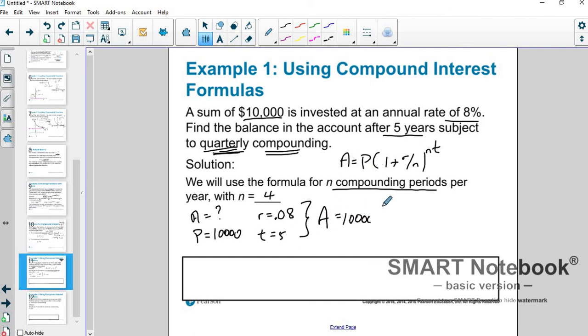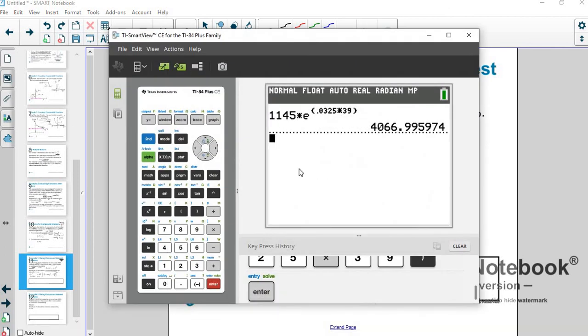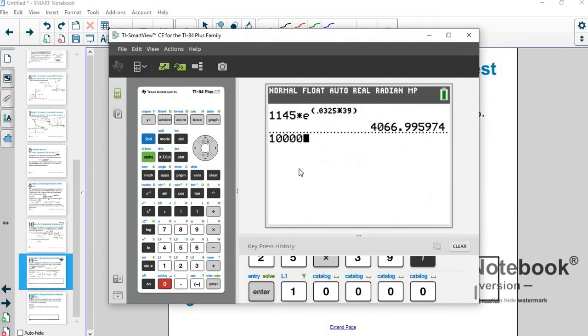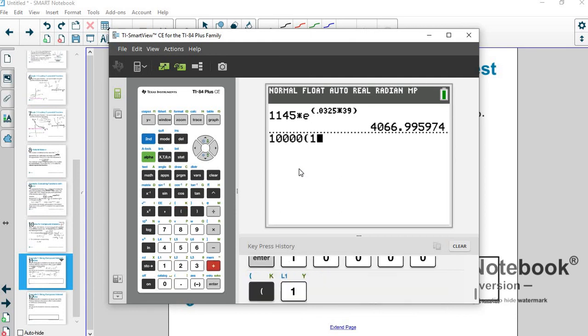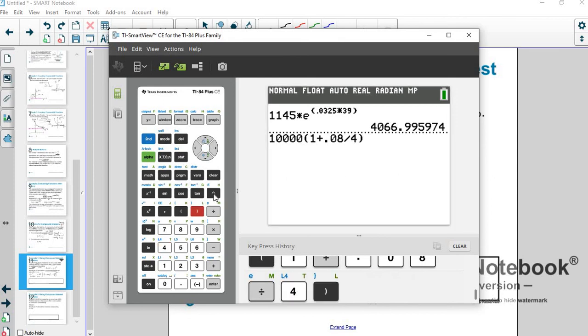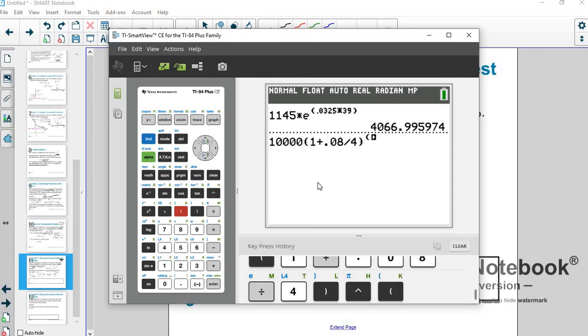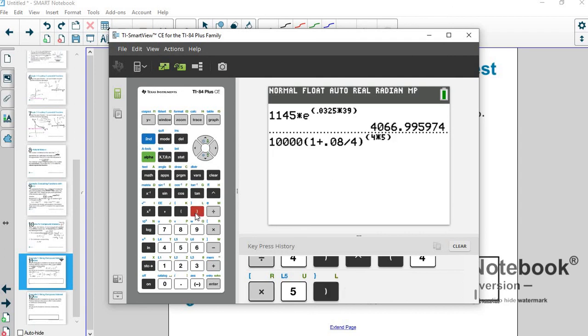You get 10,000 times 1 plus 0.08 over 4 raised to the 4 times 5 power. Those are in parentheses. And once again, I'm going to type this out on my calculator, just to help you guys see what it would look like. Okay, so we're going to do 10,000. And we have parentheses. 1 plus, we have 0.08 divided by 4. And then, of course, when we raise things to the power, we have to group them. And so we get 4 times 5. And if we hit enter, that's it.